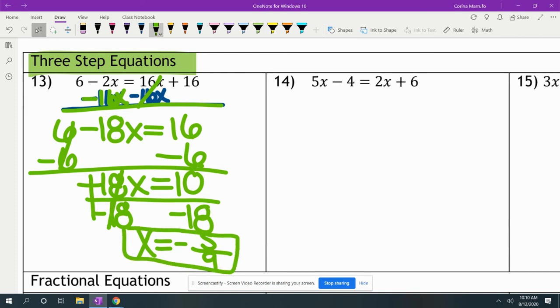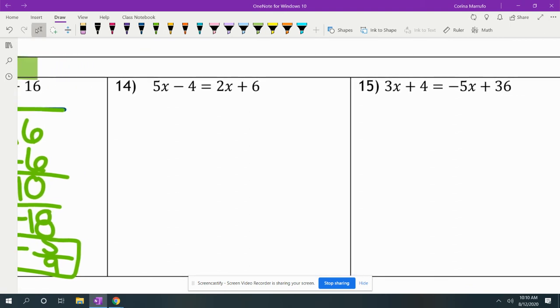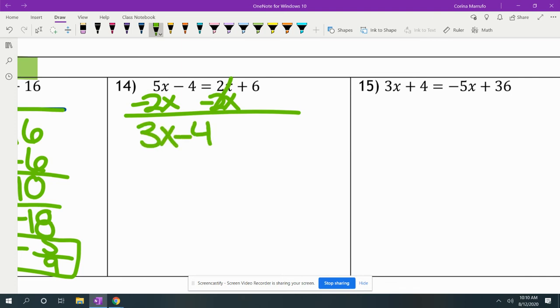The next one. So here we have 5x minus 4 equals 2x plus 6. So we're going to get the x's on the same side. So we're going to subtract the 2x on both sides. This cancels out. 5x minus 2x gives us 3x minus 4 equals 6.